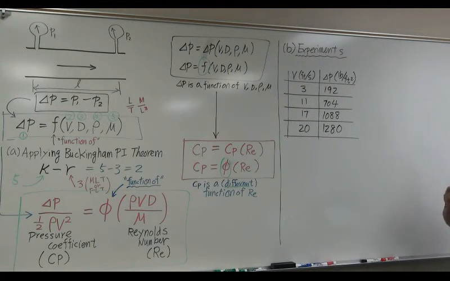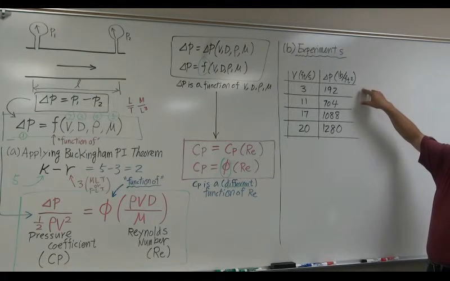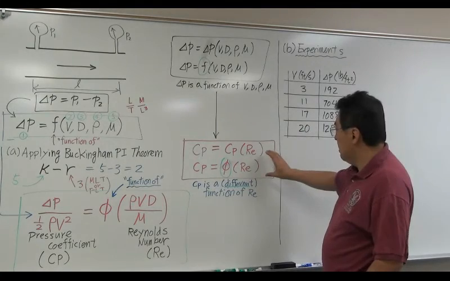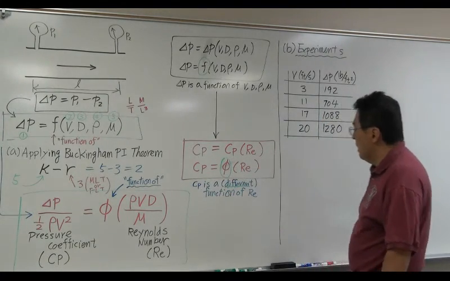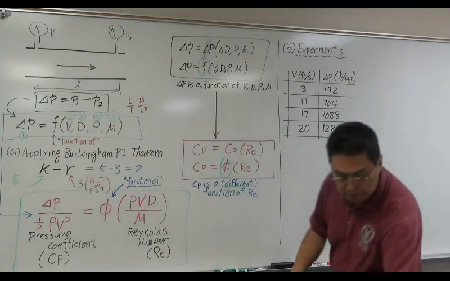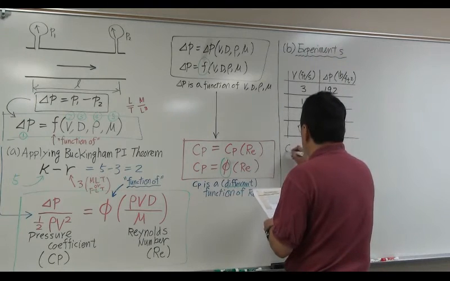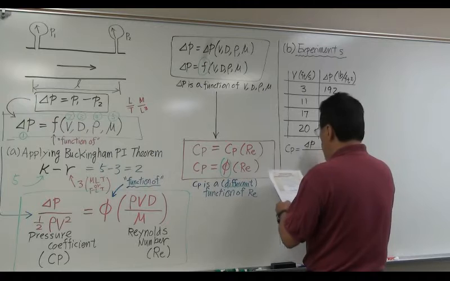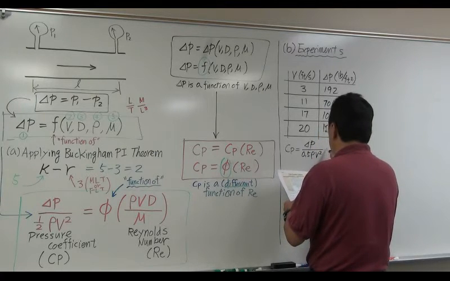Now, most importantly, why did we conduct this experiment? What kind of information do we want? Our purpose is to determine this functional relationship between pressure coefficient and Reynolds number. So, first of all, let's find out Cp. Cp, as a definition, is delta P divided by 1/2 rho V squared. Right?